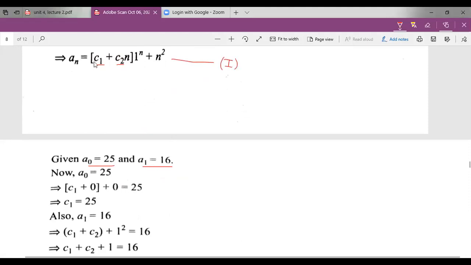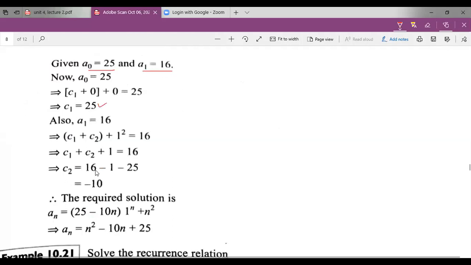We get A naught is equal to C1 plus C2 into 0, so C1 is equal to 25. Okay. So next we put n is equal to 1 in equation 1. A1 is equal to 16. So C1 plus C2 plus 1 square is equal to 16. So we know the C1 value, that is 25. We substitute that value. We get C2 is equal to minus 10.